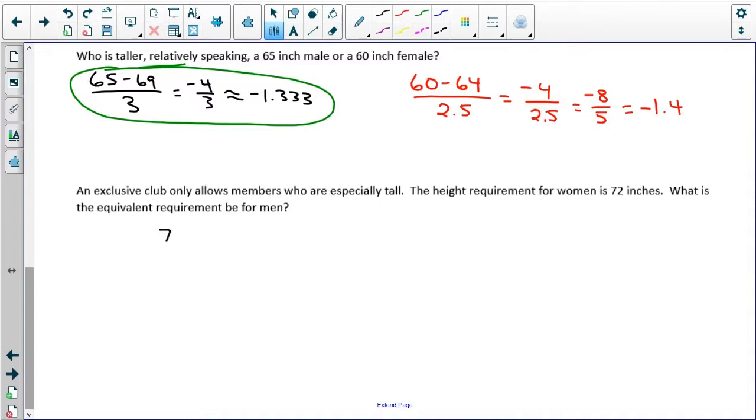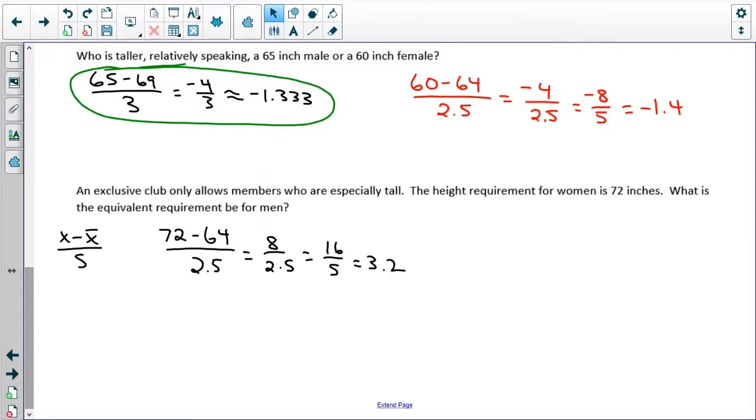So, in order to be in the club, you have to be 72 inches for a female, and the mean is 64. Remember, it's observation minus average over standard deviation. So observation is 72, average is 64, 2.5 is the standard deviation. So that's 16 over 5, which is 3.2. So you have to be 3.2 standard deviations above the mean. So let's now solve an algebra problem.